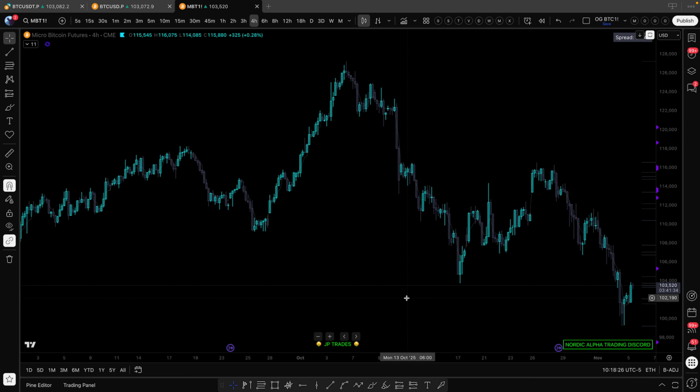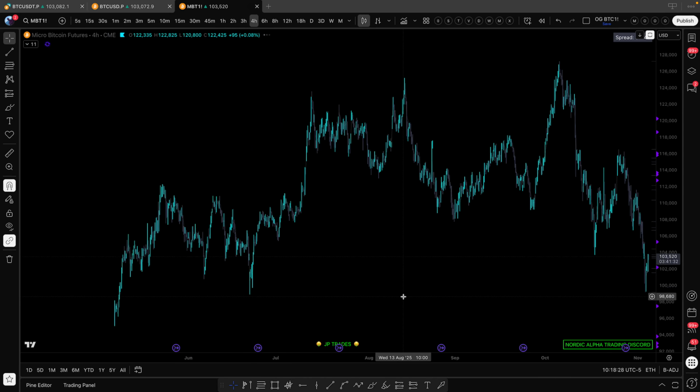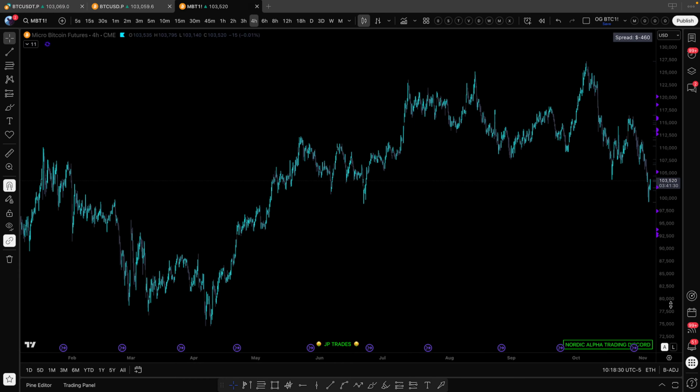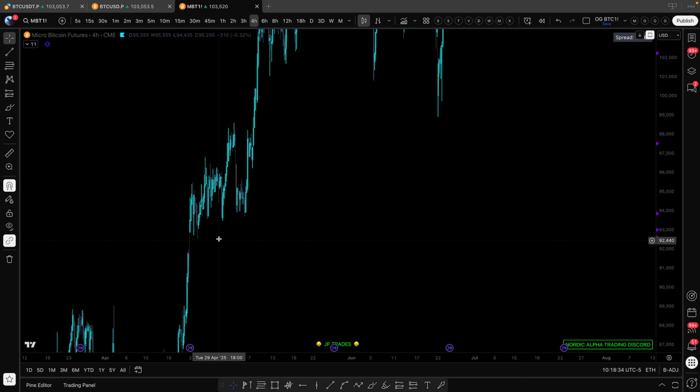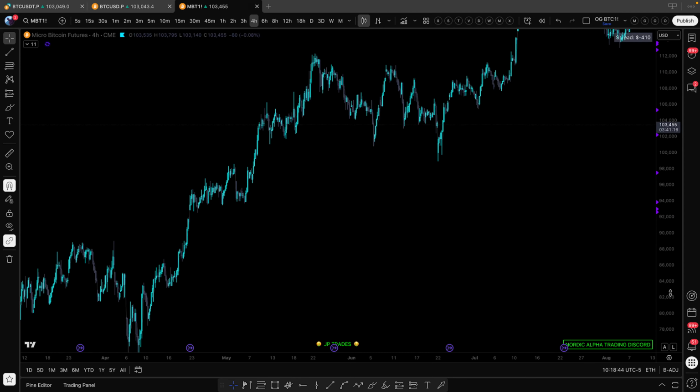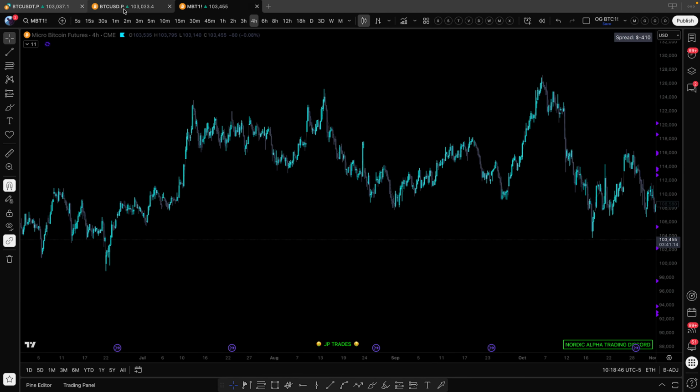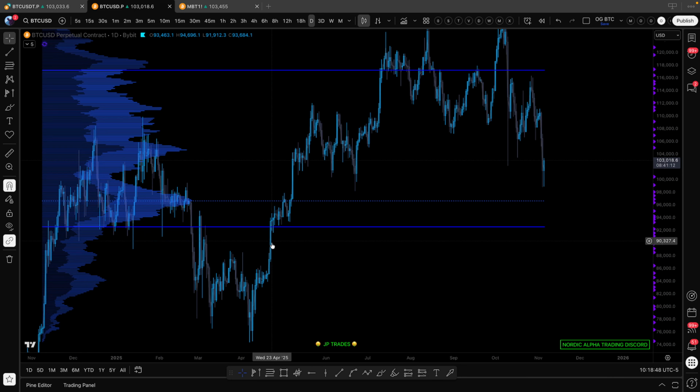Let's also not forget that we have this gap on the CME right here. And as you can see, I have my alerts set to alert me when we take this liquidity and try to fill this gap right here. So with that said, that gap is right here below the value area low.